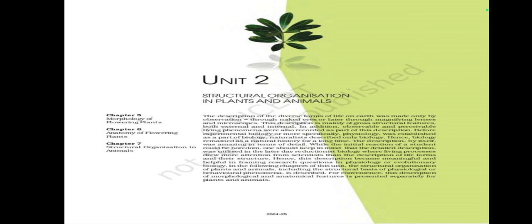The description of the diverse forms of life on Earth was made only by observation through naked eyes or later through magnifying lenses and microscopes. This description is mainly of gross structural features, both external and internal. In addition, observable and perceivable living phenomena were also recorded as part of this description. Before experimental biology, or more specifically physiology, was established as a part of biology, naturalists described only biology.